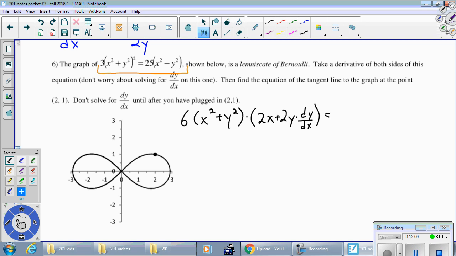Equals derivative on the right-hand side. 25 is a constant multiplier. Even though it's outside of parentheses, we can just copy it down. x squared minus y squared becomes 2x minus 2y, but again, that y needs to have a dy dx attached to it. Okay, so you don't need to solve for dy dx, so you don't need to go any farther algebraically here, but we are looking for the equation of a tangent line at the point 2, 1.